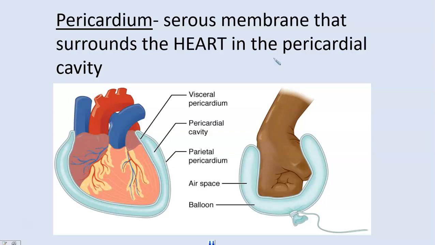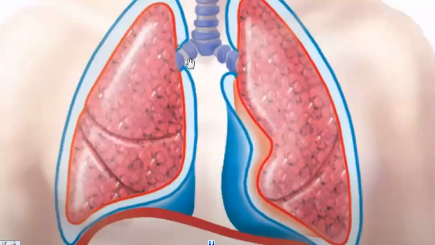Okay, so not too bad. You just got to remember which one's which: visceral pericardium, parietal pericardium, and then the heart word is pericardium. Peri means around, cardi heart, because it's a noun. All right, let's look at your lungs then.